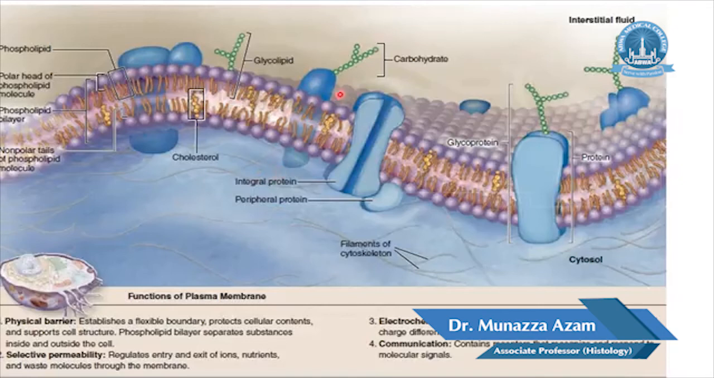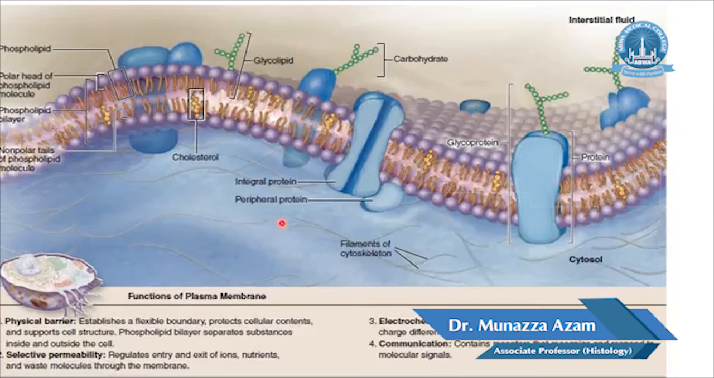This is the way they regulate entry and exit of the ions, because proteins act as ion channels, and they allow ions to move from outside of the cell to the inside and from inside to the outside. So in this way they regulate entry and exit of ions, nutrients and waste materials through the membranes.